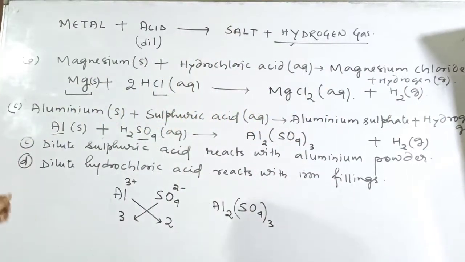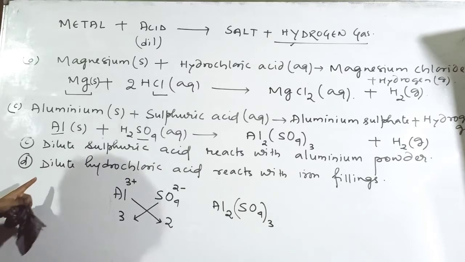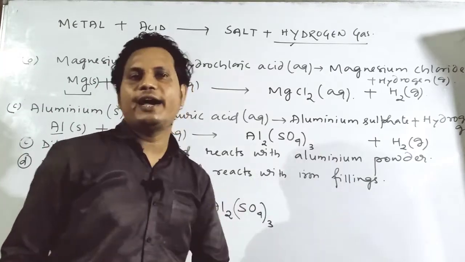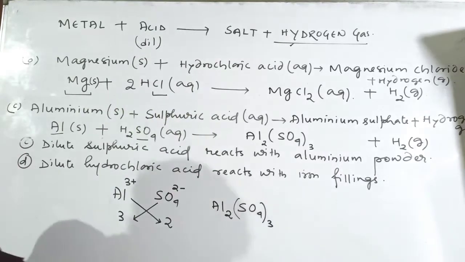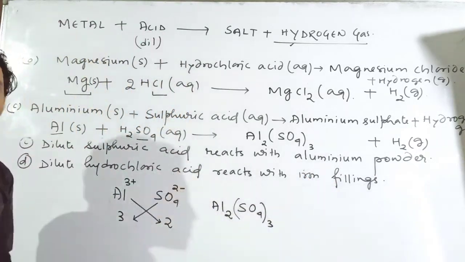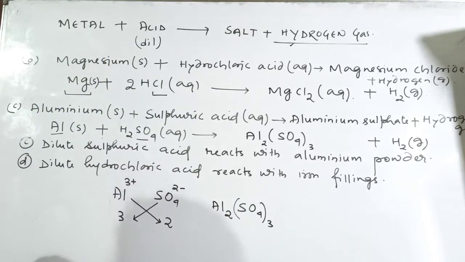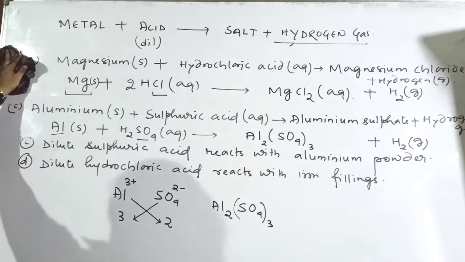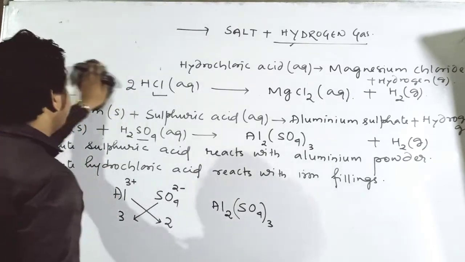Now proceed to D. In question D it is asked: dilute hydrochloric acid reacts with iron filings. Same question. Iron is the metal and here the acid is dilute HCl. So the answer will be salt and hydrogen gas. Make here also salt and hydrogen gas.